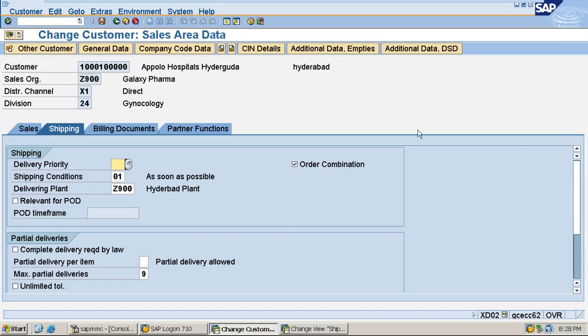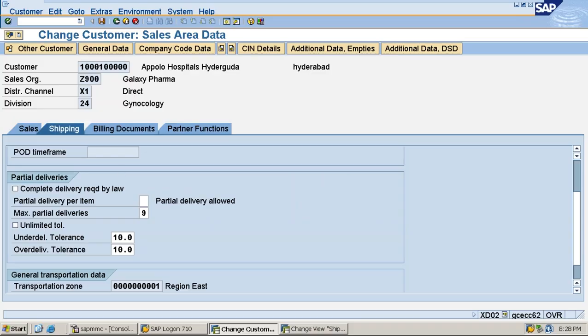It will take any time after completing the sales document. It will take one month or some time for you to try this. Anyway, once after trying, at that time, again uncheck this. Don't leave it checked. And the next is complete delivery required by law.